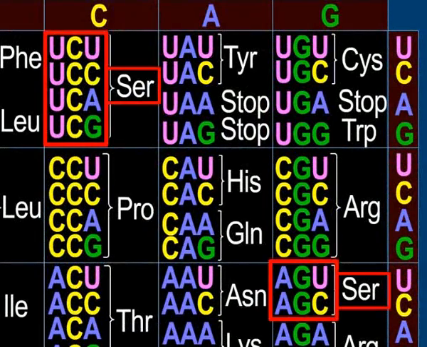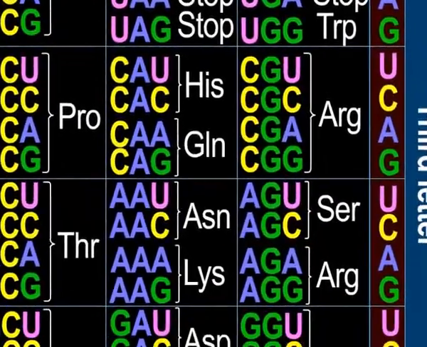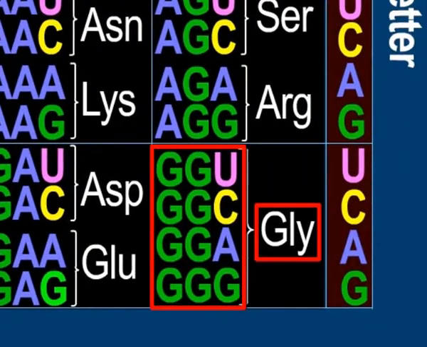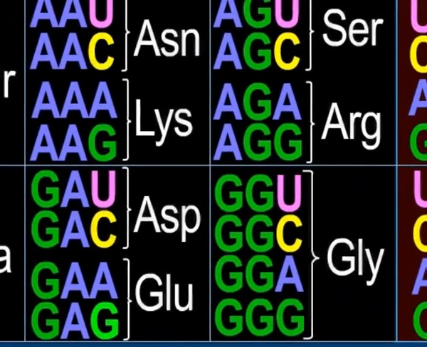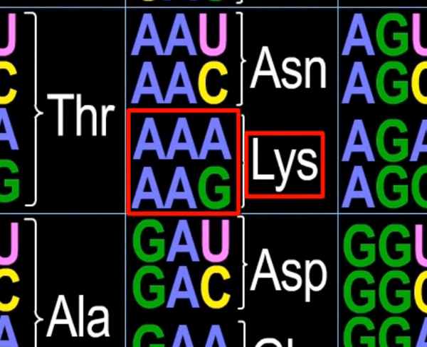For instance, serine is encoded by 6 codons, that is UCU, UCC, UCA, UCG, AGU and AGC. Glycine by 4, that is GGU, GGC, GGA and GGG. And lysine by 2, AAA and AAG.